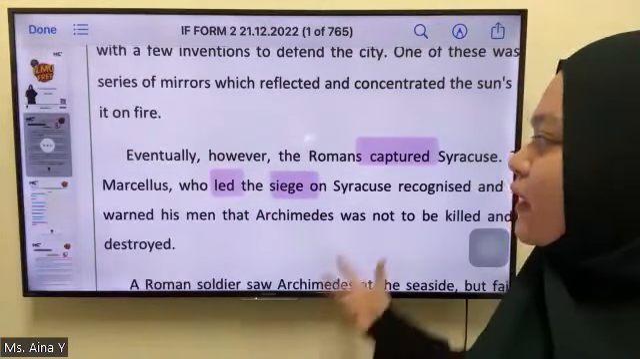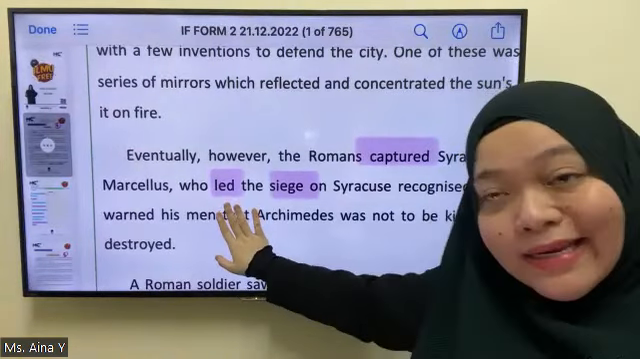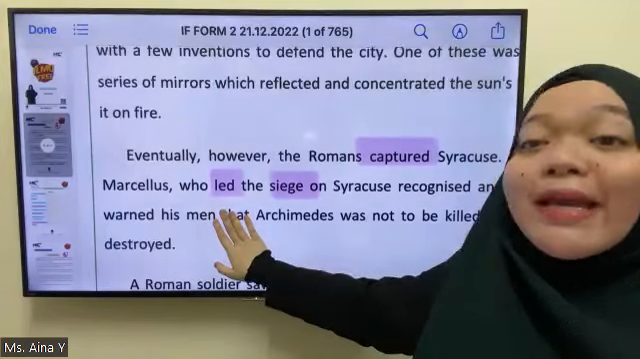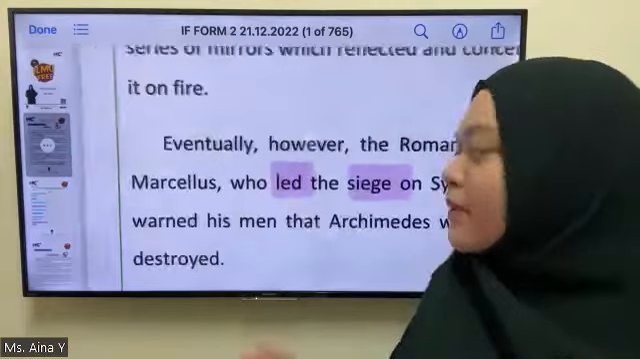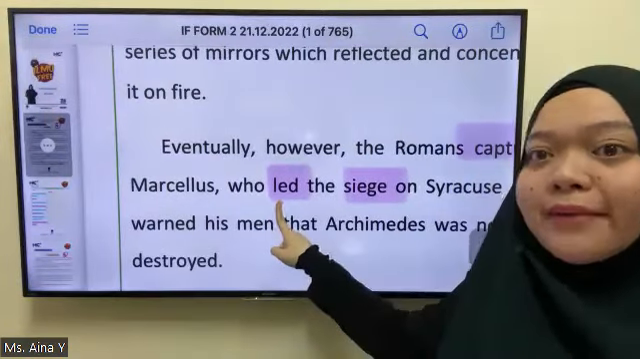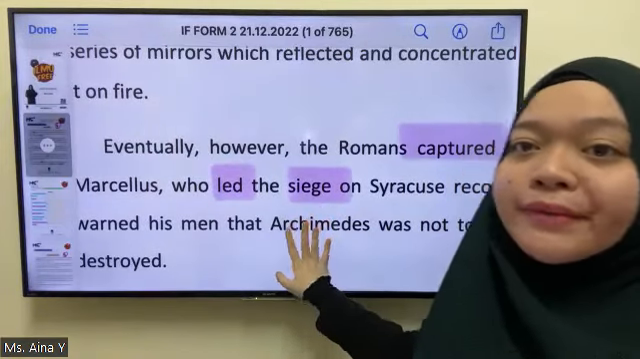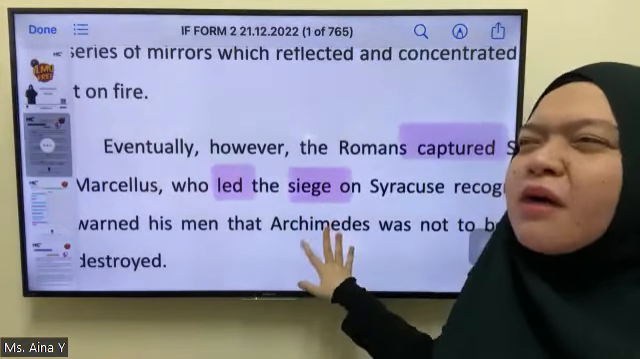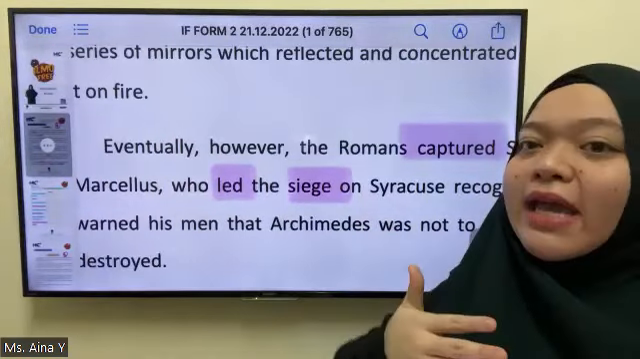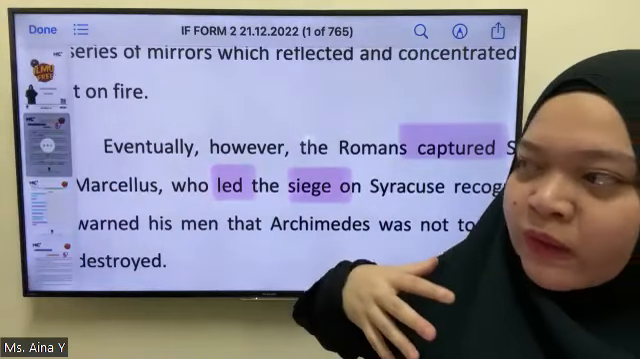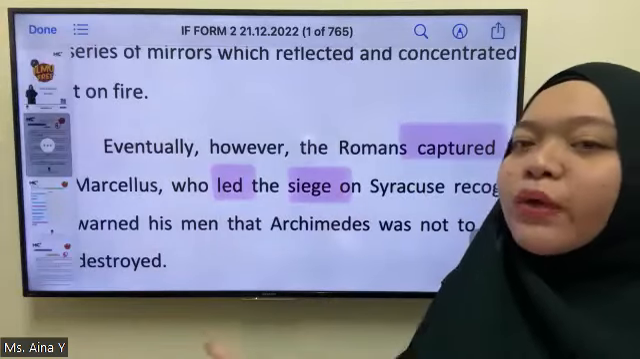Okay. And then we have the word led. This is the past tense of the word lead. Okay, bermaksud diorang mengetuai. Okay. Led is the past tense of the word lead yang membawa maksud mengetuai. Alright. Next, we have the word siege. Maksudnya kepungan. Ataupun maksudnya, you know when a bunch of soldiers or military, they surround a certain place. Okay. Tahu kan bila kita ada satu sekumpulan askar ke apa, diorang mengepung satu tempat. So that is what we call a siege.